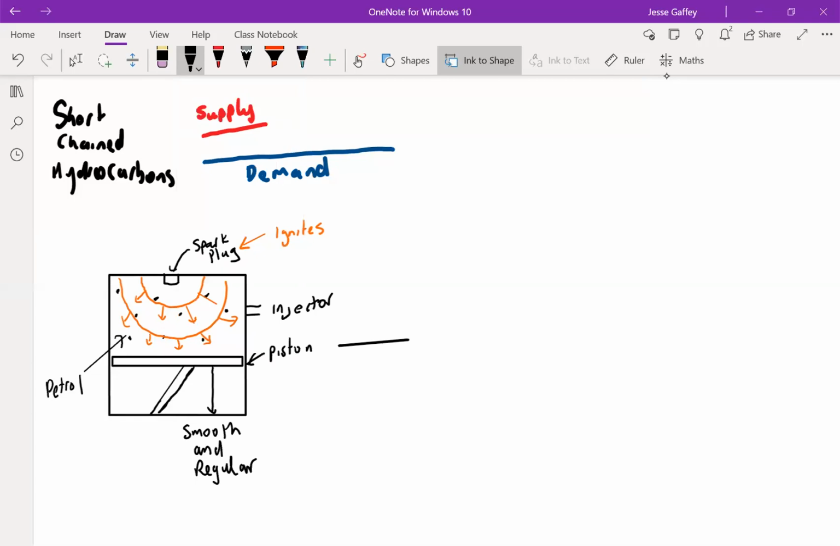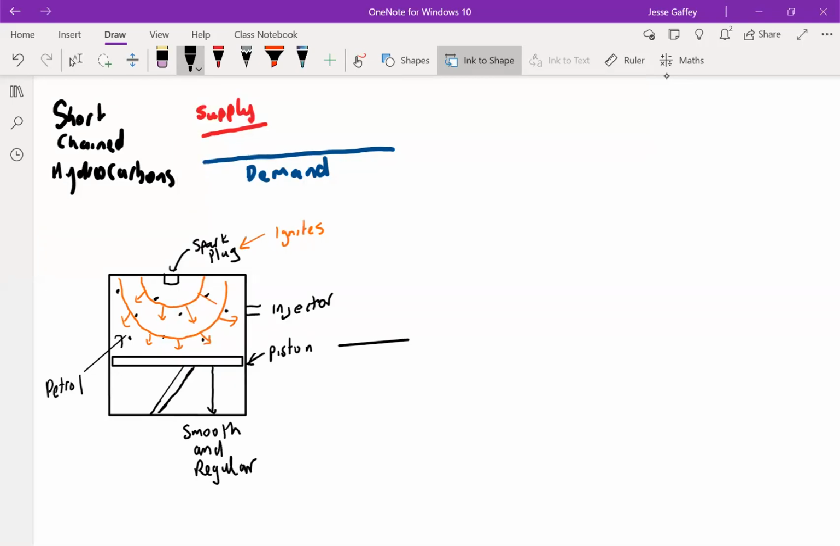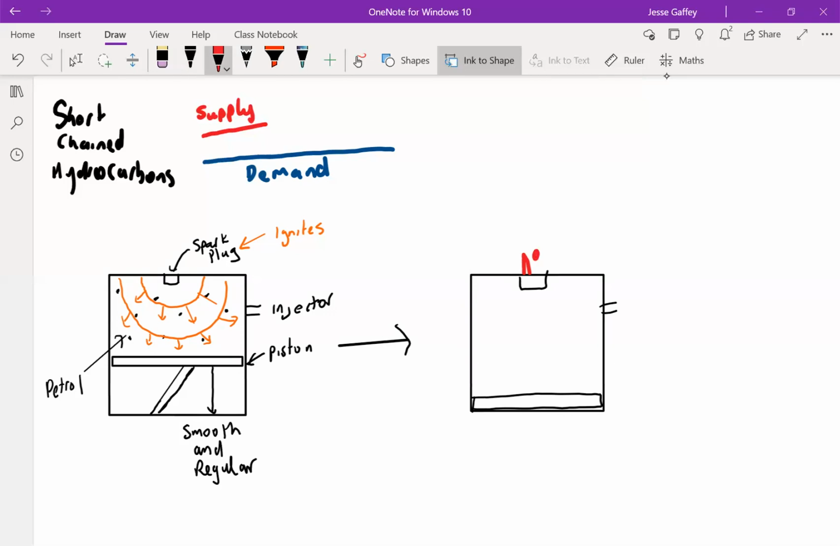Now, in the next step, what will this look like once all the petrol has been burned? Well, once the petrol has been burned, the piston will have reached the bottom of the cylinder, like I've shown. So the piston is now at the bottom of the cylinder. The spark plug is not sparking. So at this stage, there is no spark.